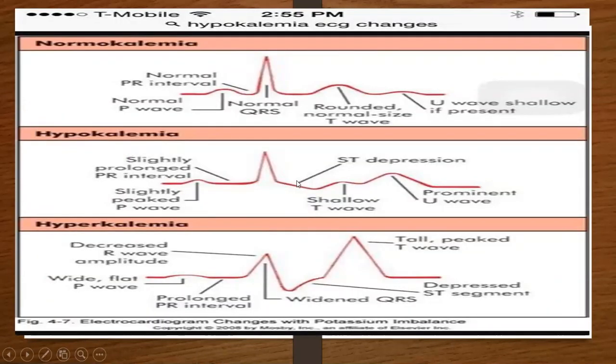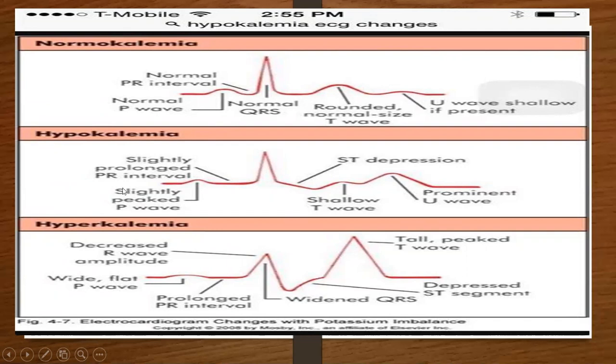Okay, so let's look at going in review, talking about our hypo and hyperkalemia. Let's look at our normal patients whose potassium is normal. We see here they have a normal P wave, normal PR interval. Their QRS is normal. They have a nice rounded normal size T wave here. And the U wave is there, but it's real shallow, and most oftentimes you don't even see it on the EKG.